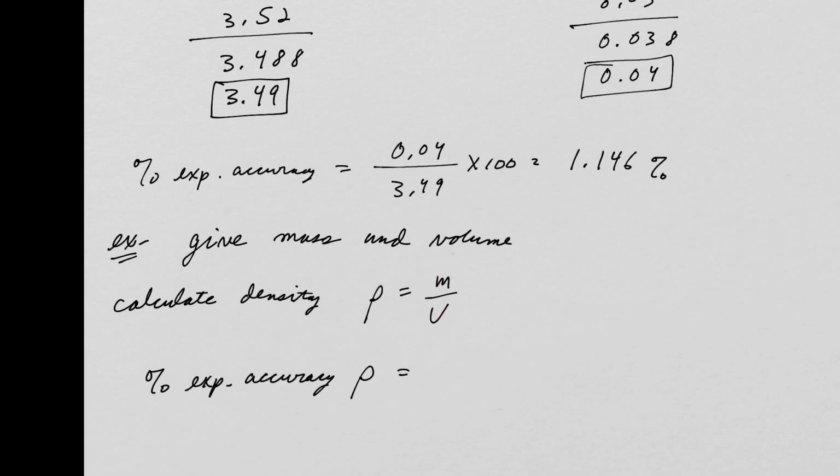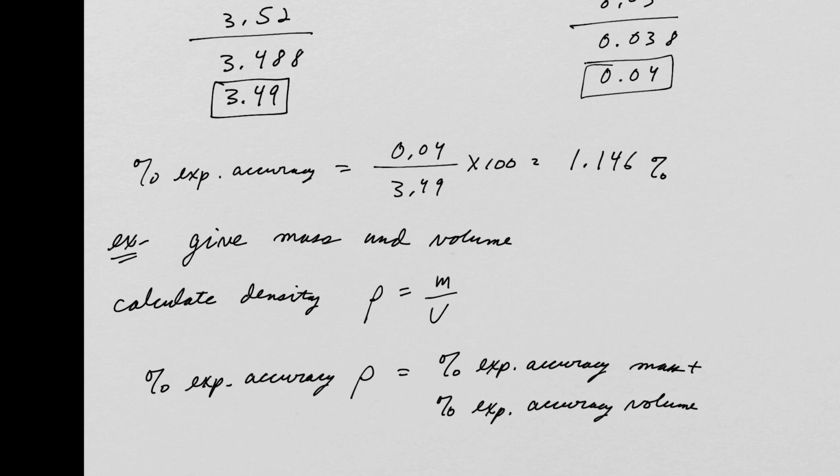So in this case, it would be the percent experimental accuracy for mass plus the percent experimental accuracy for volume. If you add those two together, that will give you the percent experimental accuracy for density in this case.